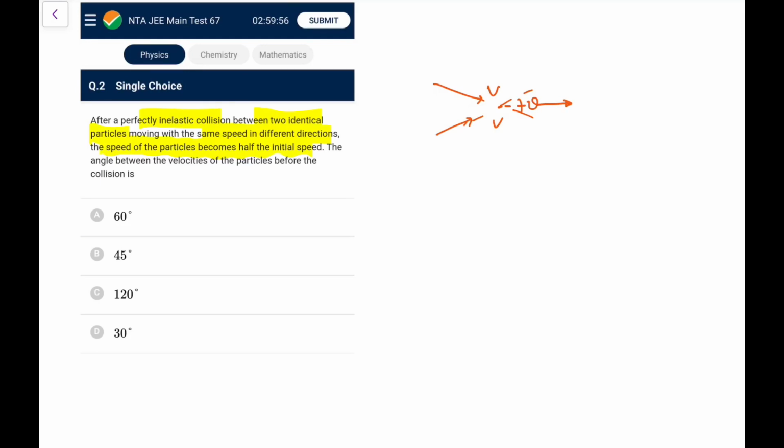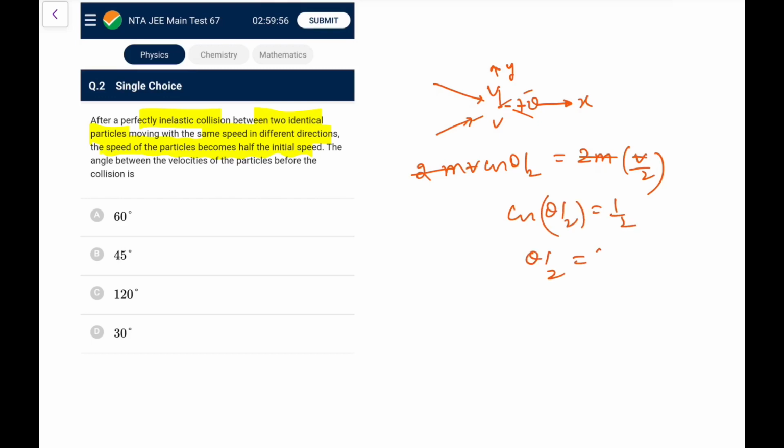If I take the components along that particular direction, let's say this is x, this y will cancel out. So along x it was mv cos of theta by 2 times 2, that would be equal to 2m, and final velocity is half of that, that is v by 2. So what we get, 2mv. So cos of theta by 2 comes out as half. That means theta by 2 is 60 degrees, that means theta is equal to 120 degrees. So go for option C. You could directly do it from vector analogy also. Two vectors of equal magnitude produce a vector of the same magnitude only if they have an angle of 120 degrees between them.